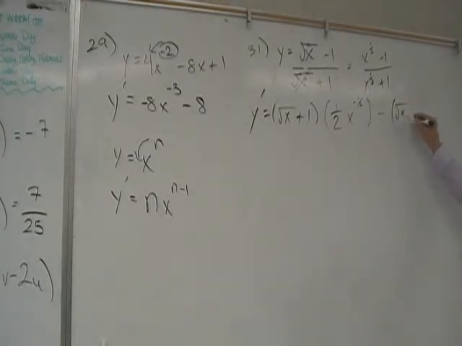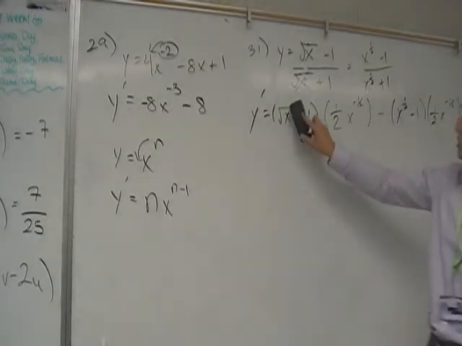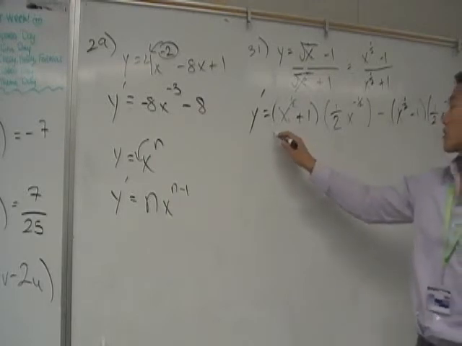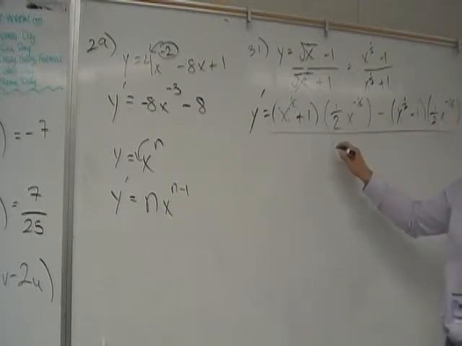Square root of x. Alright, let's change everything so that it has the exponents of 1/2. X to the power of 1/2. So low d high minus high d low. The derivative of the bottom part is 1/2 x to the power of negative 1/2. So we change this one too, all over low squared. Alright, any questions there?